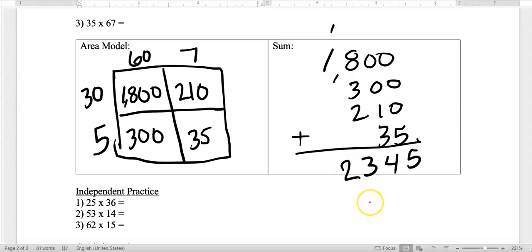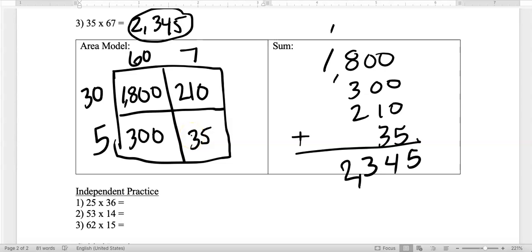Don't forget your comma. We have 2,345 as the product for 35 times 67. That is our last guided practice problem. Make sure you're doing the work. You guys, this is not the time to use the algorithm. This is just the time to practice using area model.